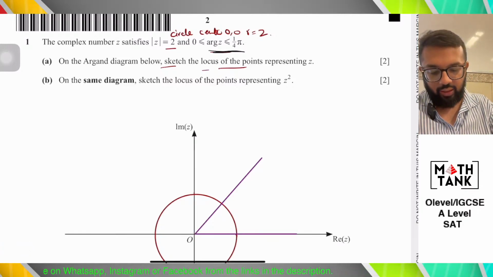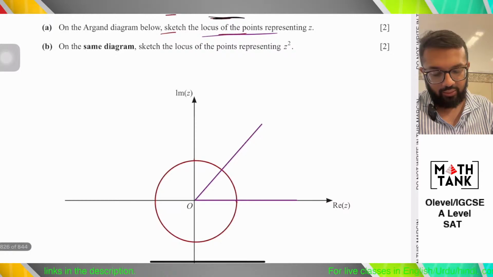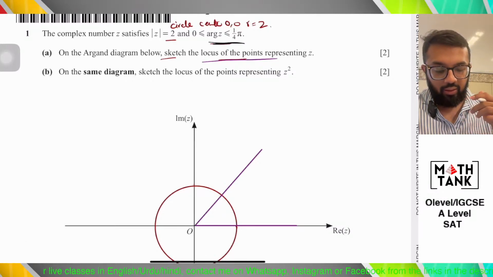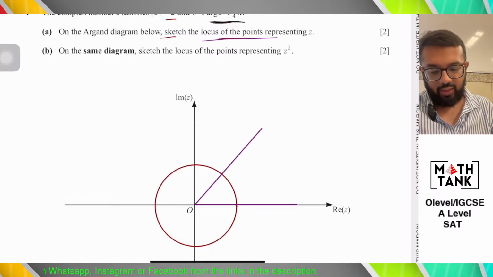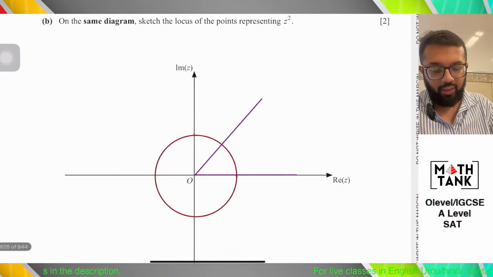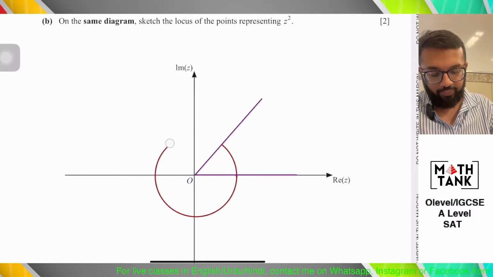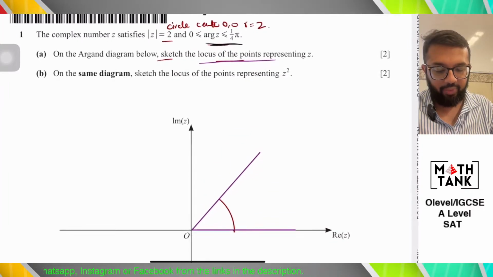On the Argand diagram, sketch the locus of points representing z. The argument can be between these two and this is equals to 2. Now this is a little tricky and you should understand this, that you can't leave the diagram as it is. The radius of the circle is exactly 2 and the argument needs to be between 0 and pi over 4. So you will need to erase this part or make it dotted, because this part of the circle is then not included. It's not a complete circle. Only the argument has to be between 0 and pi over 4.